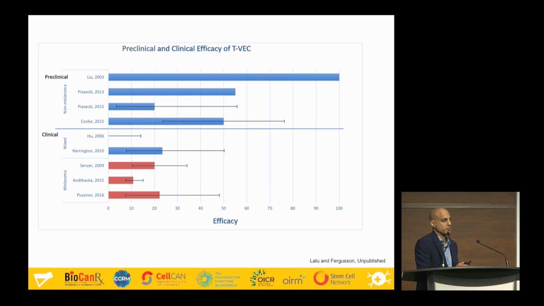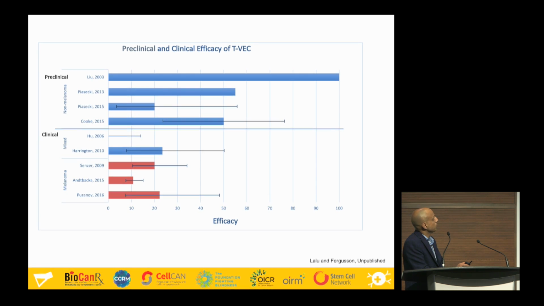So thinking about bench to bedside translation, this is one example of a success story. So those of you that are in the OV field, you probably recognize this is TVEC. It's the first and only oncolytic virus that's FDA approved. It's used to treat melanoma. And what I've charted here, and this is a study that we did where we try to trace back every single thing that's been published on TVEC, what we did was we mapped the efficacy. So across the bottom here, you have efficacy. And then each of those bars represents the efficacy of different studies.